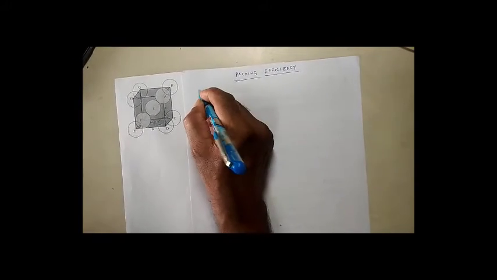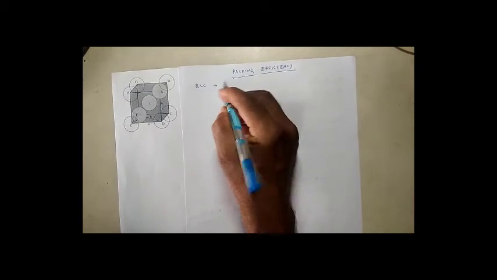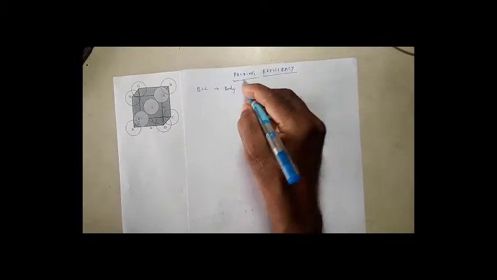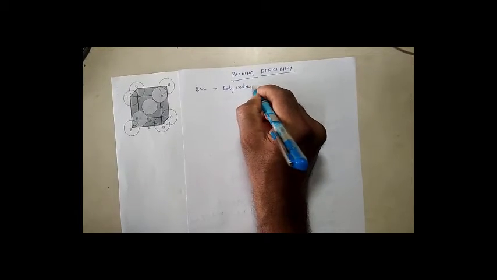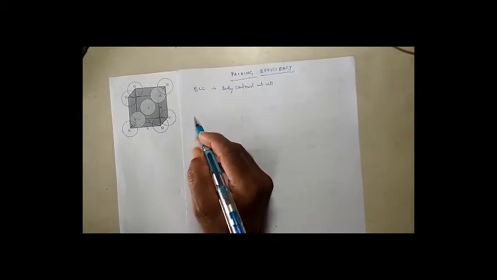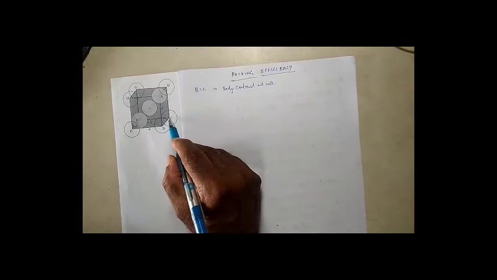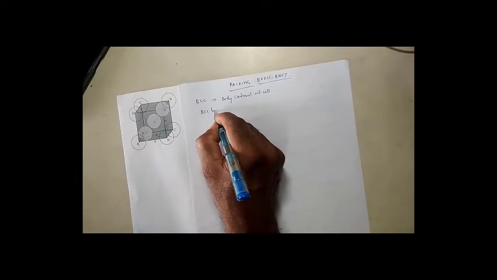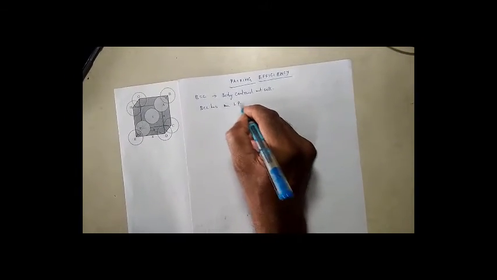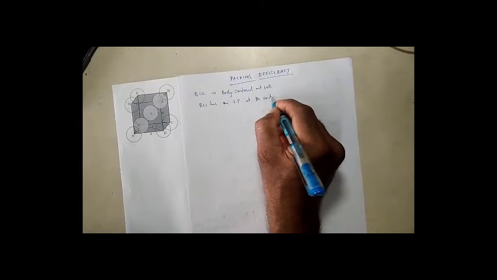Packing efficiency in BCC. BCC is nothing but body centered unit cell. What is body centered unit cell? In BCC, apart from the spheres present at all 8 corners, at each corner one sphere is present, that is one lattice point is present. Apart from the lattice points present at all corners of the cell, there is one lattice point present at the center of the body. So BCC has one lattice point at the center.